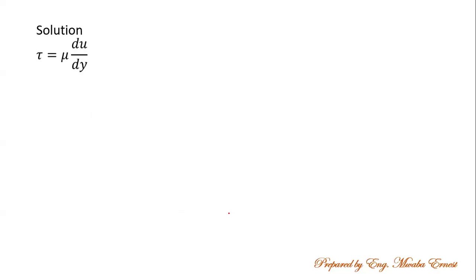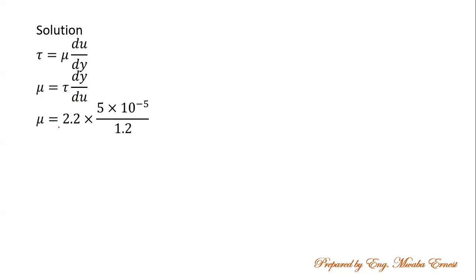Then we go back to our formula. So according to Newton's law of viscosity, this is what we have: shear stress equals mu du/dy. We're looking for this viscosity here. So we make it the subject, and hence we have mu equals shear stress times dy over du. All we can do now is substitute the values because we have shear stress, we have the thickness, and we have this difference in velocity.